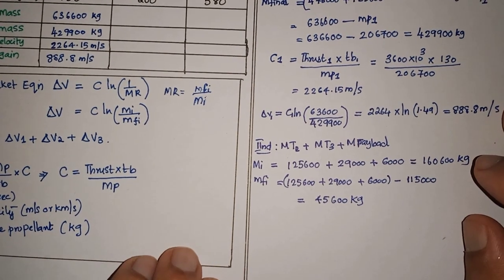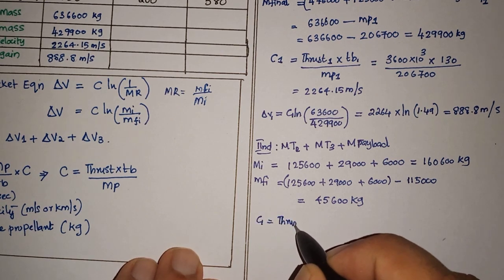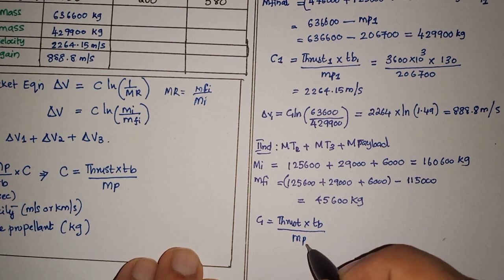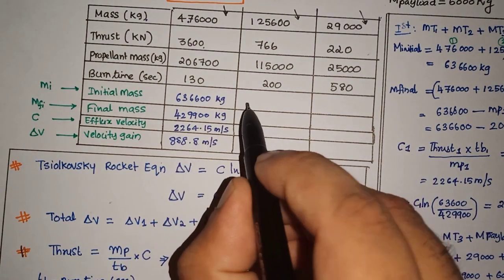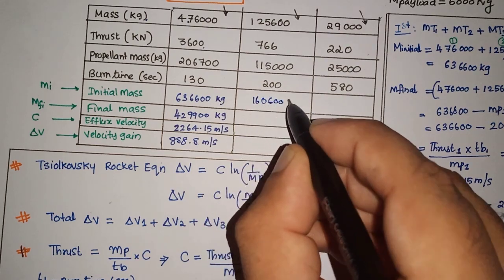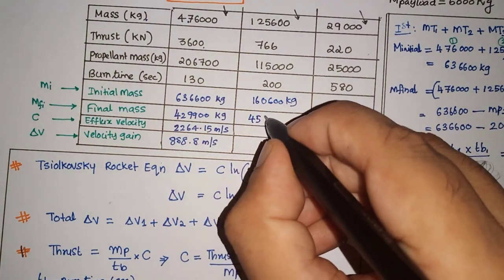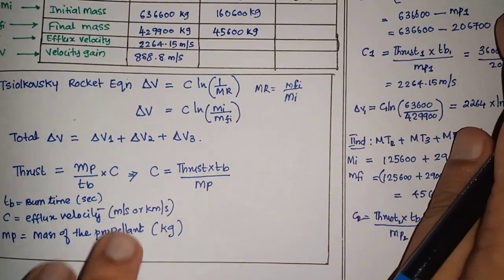Fine. And now you can use the C1 equation. Okay, C1 can be the thrust into burn time divided by the propellant mass of the second stage. Okay, the second stage. So this is going to be C2, sorry. Okay, now you can start filling the data here. So here your initial mass in the second stage is going to be 160,600 kilograms, and the final mass is going to be 45600 kilograms.